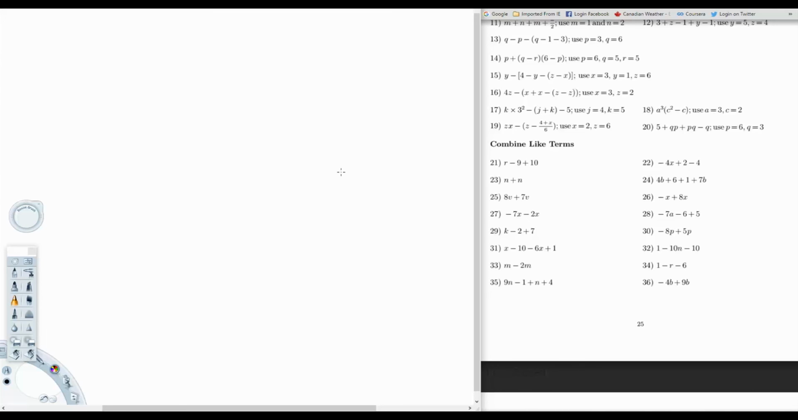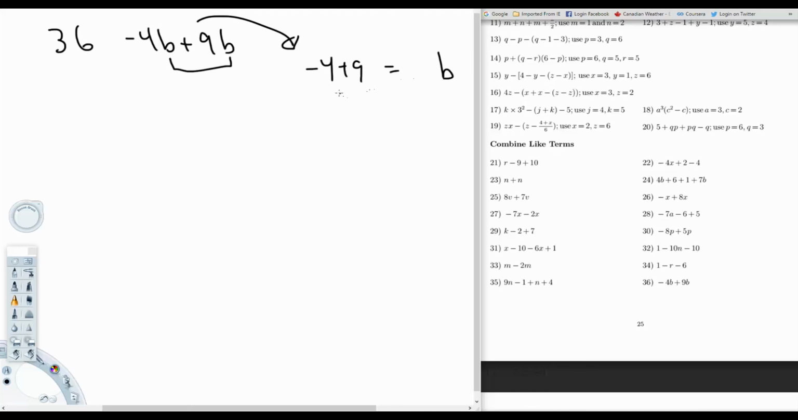And finally, number 36, minus 4b plus 9b. Now, b are like terms, let's call it bathrooms. So you have minus 4 bathrooms plus 9 bathrooms. And when you're dealing with like terms, it's almost like you could imagine as if they weren't there. So this problem really writes itself as minus 4 plus 9 equals whatever your answer is, b, right? Because we're talking about bathrooms, or the letter b. So minus 4 plus 9 equals 5. Your answer is 5b.